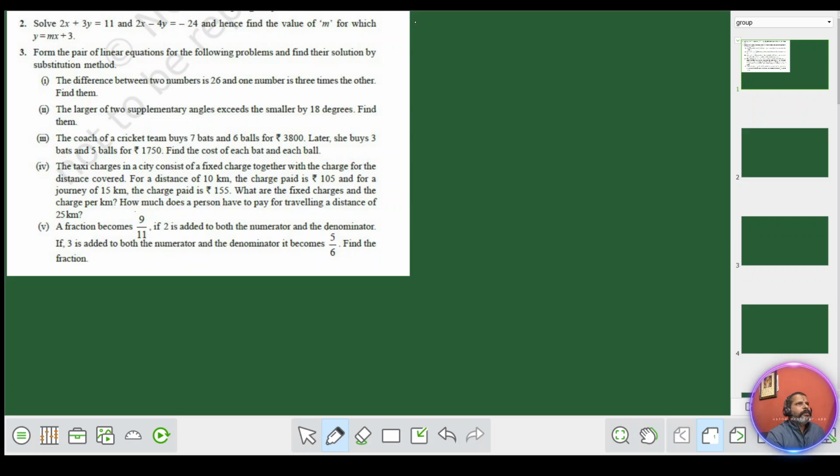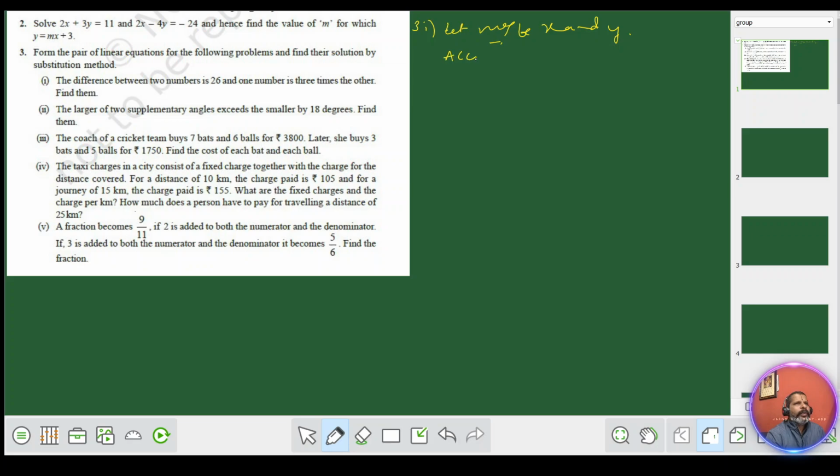The third one, let's see the first one. Form the linear equations first for the given word problems. Find the solution by substitution method. Means construct the equations, then solve it by substitution method. Let's see. The difference between two numbers is 26. That is, let the numbers be x and y.